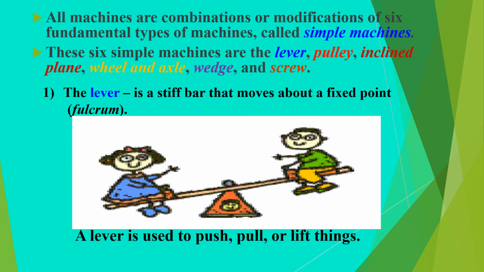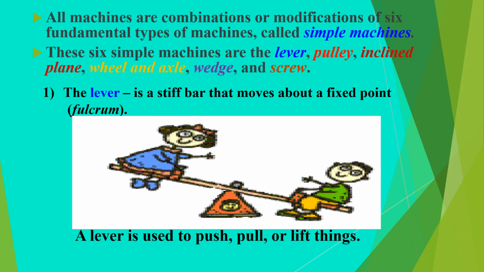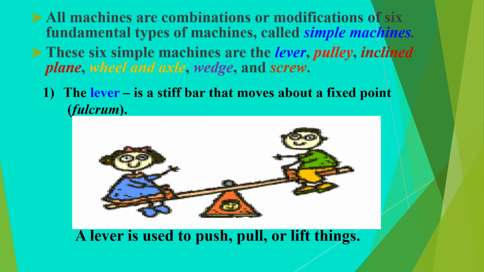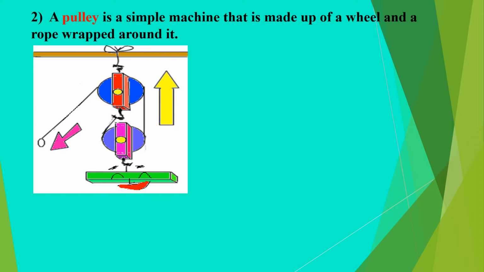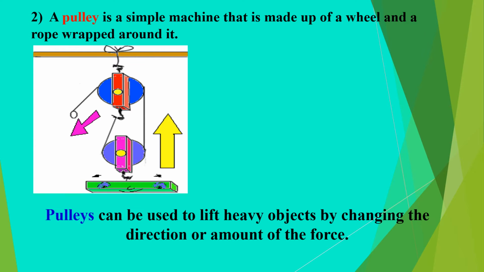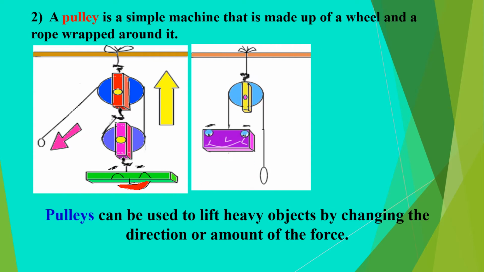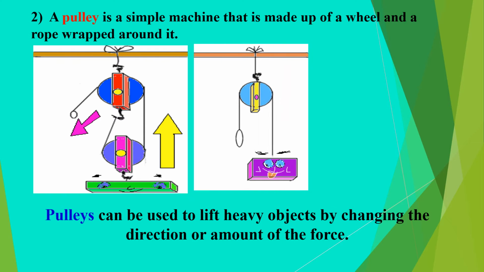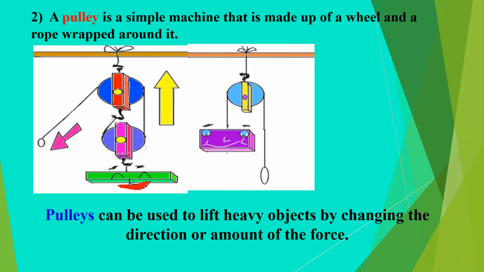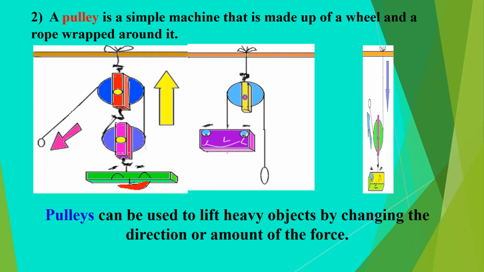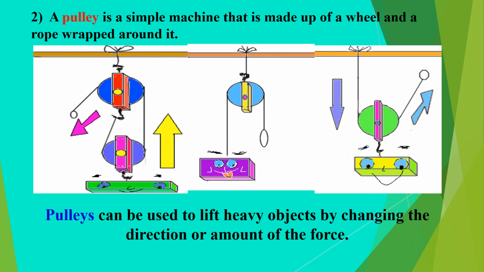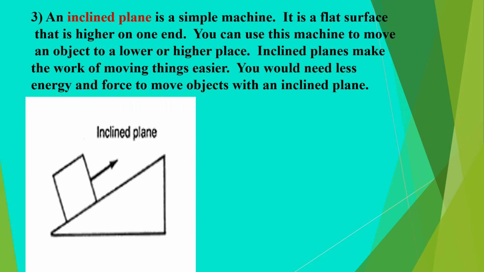Number 1, the lever. The lever is a stiff bar that moves about a fixed point or the fulcrum. A lever is used to pull, push, or lift things. A pulley is a simple machine that is made up of a wheel and a rope wrapped around it. Pulleys can be used to lift heavy objects by changing the direction or amount of the force.